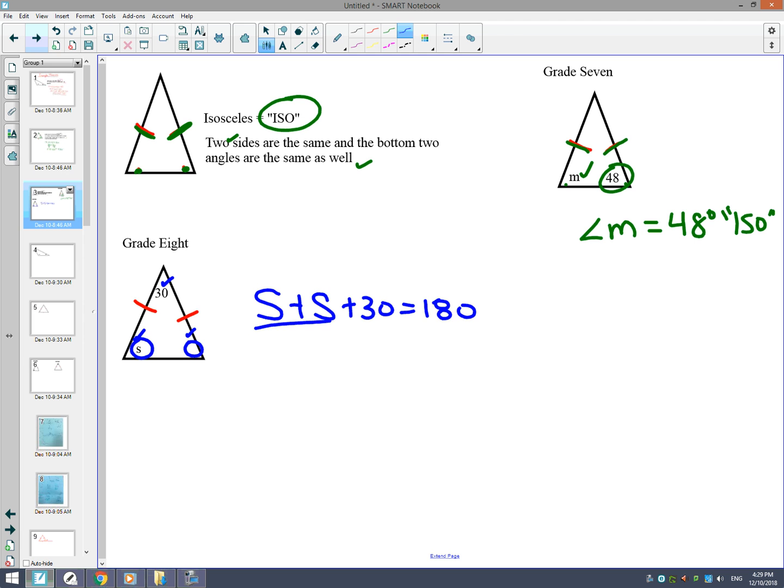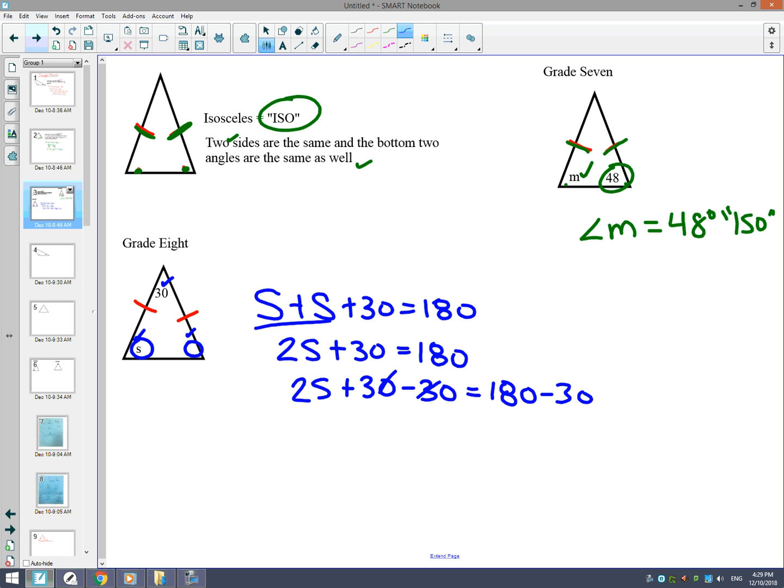Now when I have two s's like that, I'm just going to collect them. I get 2s plus 30 equals 180. And now it's just simply a two-step algebra problem that we're going to use the balance method to solve. We're going to subtract 30 from both sides.